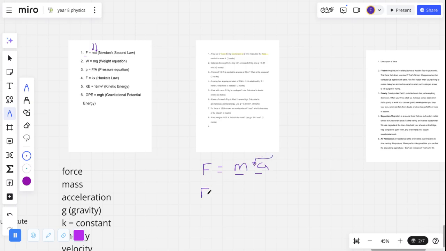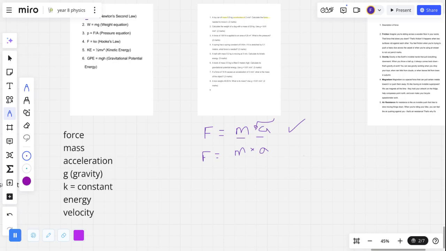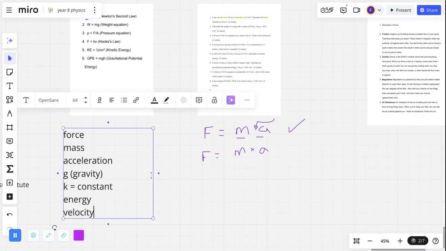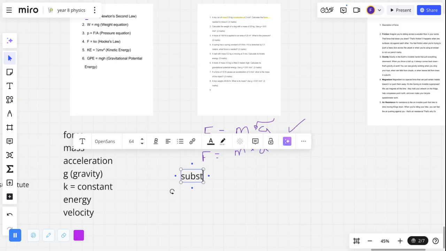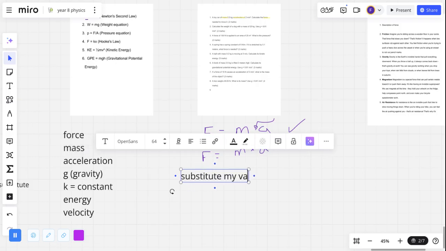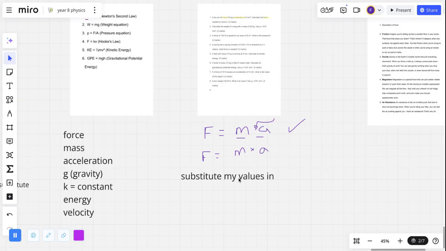Next step, F equals m times a. It's really funny. You get 1 mark for writing that. At this point now, because there's no add, there's no take away, there's no divide, that means times. F equals m times a. So I'm going to use a word here, and it's rather important. After this point, I will substitute my values in.